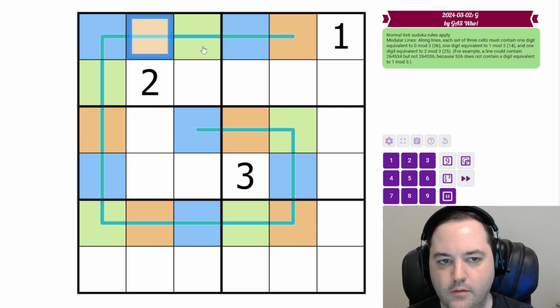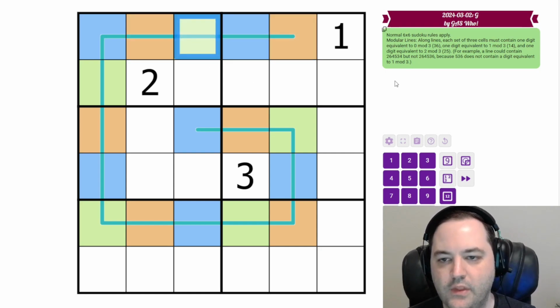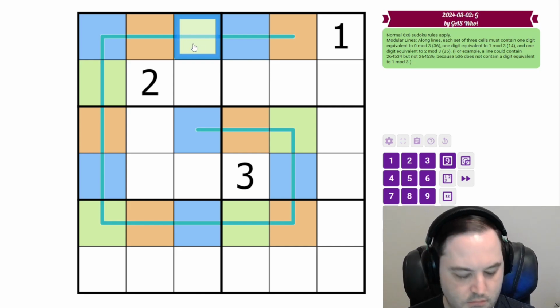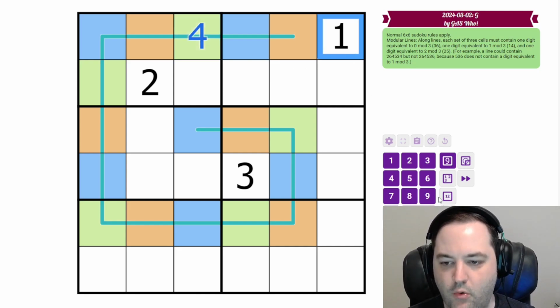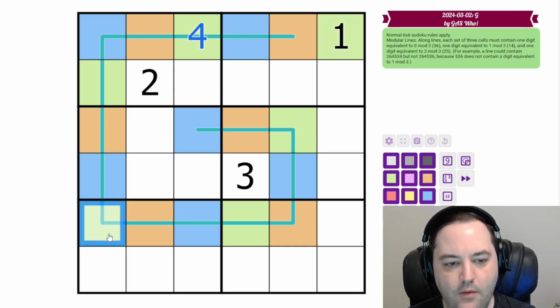We already have the 1. The same is true for orange. We can't place both 1 and 4 in orange because we already have a 1. So the only place we can have a remainder of 1 is this cell. It has to be a 4 because we already have a 1. So 1 is green.